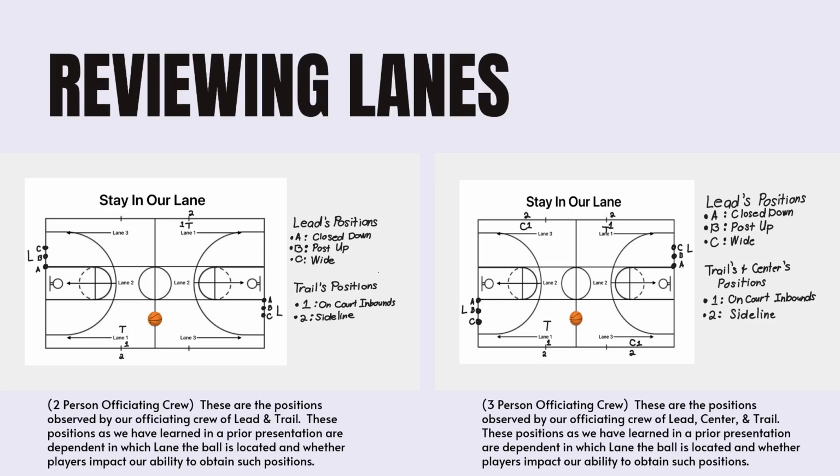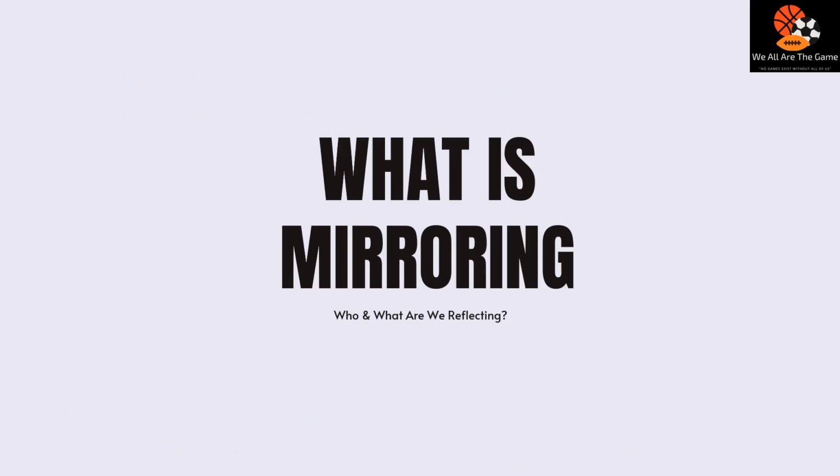These positions, as we have learned in a prior presentation, are dependent on which lane the ball is located in and whether players will impact our ability to obtain such positions. Next, we're going to look at what exactly is mirroring. Who and what are we reflecting?